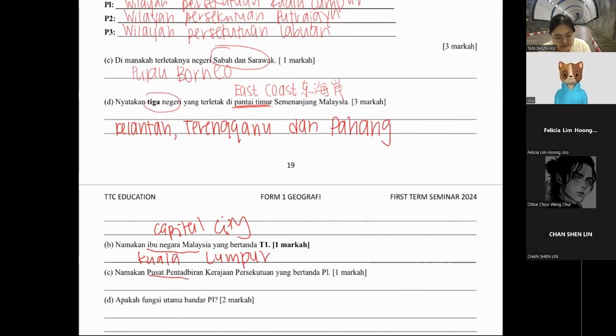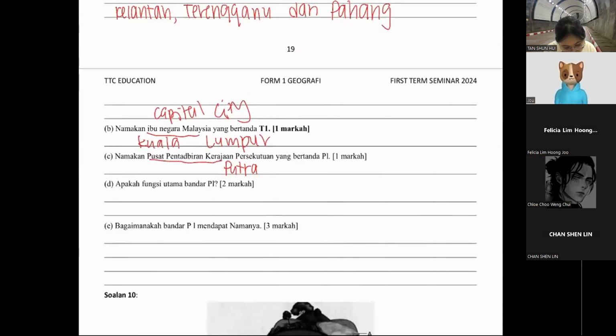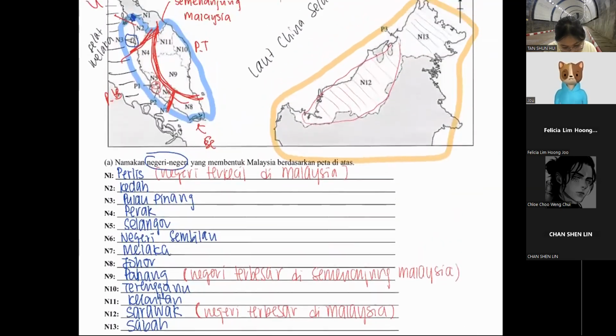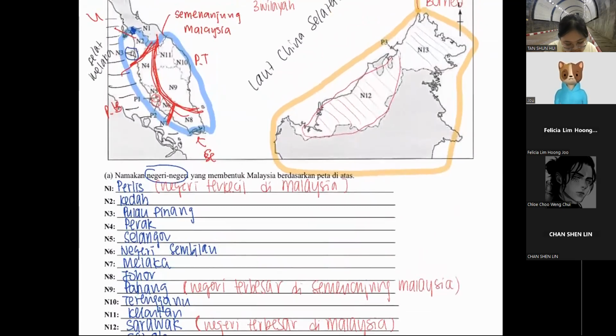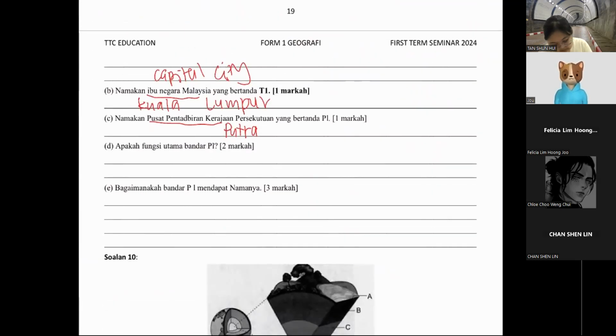But they said pusat pentadbiran kerajaan. Then your answer will be Putrajaya. Wait, petanda P1. Did it mark P1? Why I can't see T1? It's okay. Help me to cancel off this. Okay, because they want pusat pentadbiran kerajaan. Persekutuan is Selangor. Apa Selangor? Putrajaya. Okay.